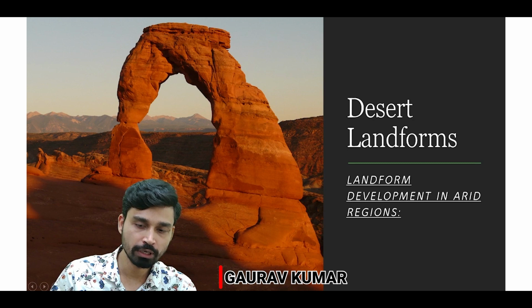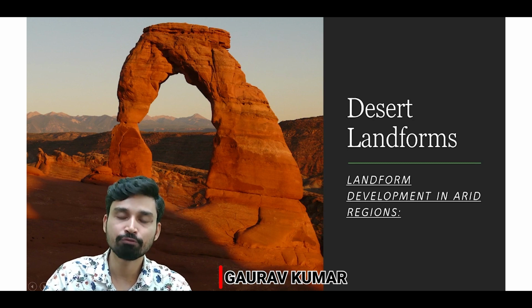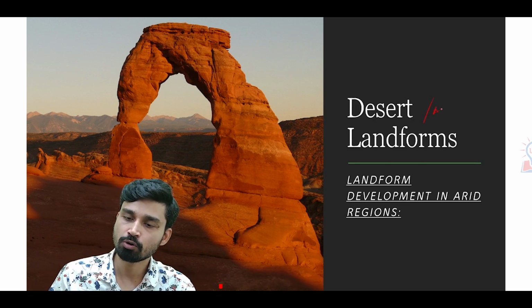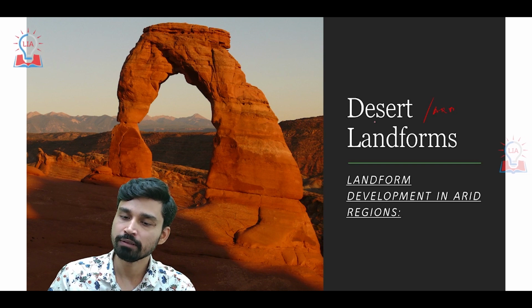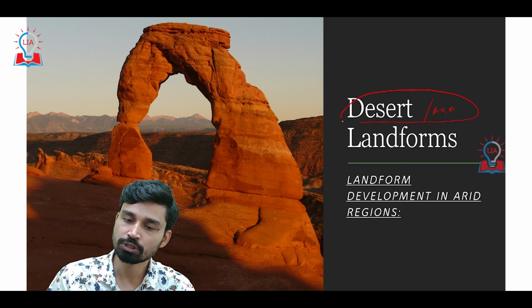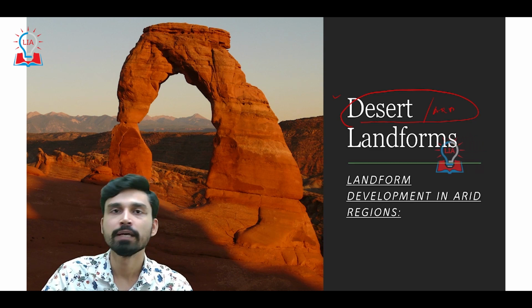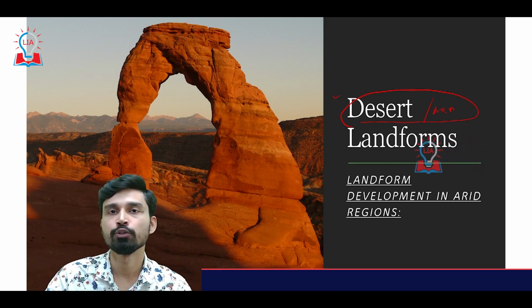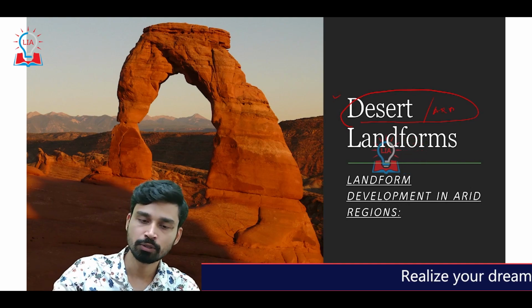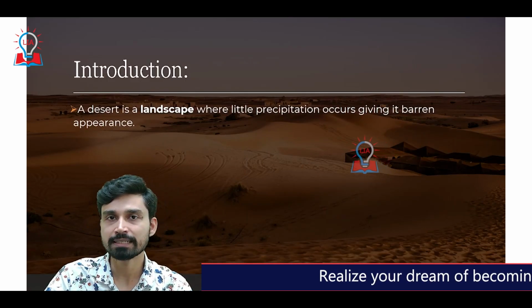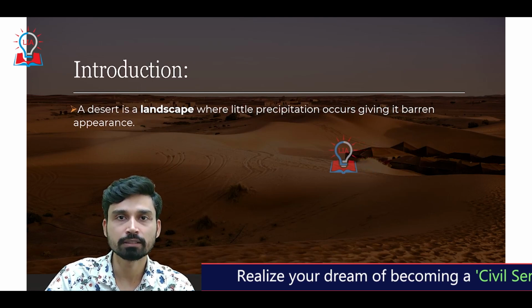In today's video, we are going to discuss desert landforms, sometimes also called arid landforms. We will discuss landforms which develop in the desert area, formed due to erosion by several agents of erosion such as wind or air. So let us start and first understand what we basically mean by the term desert.